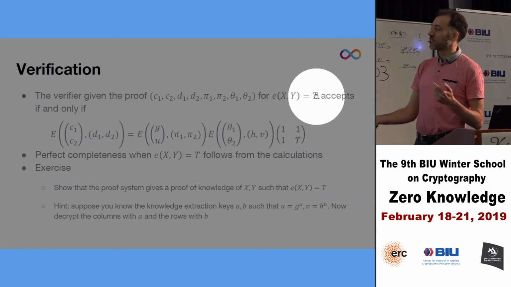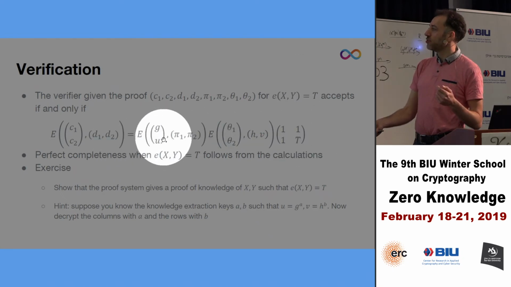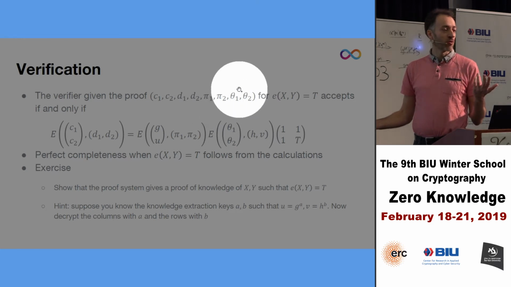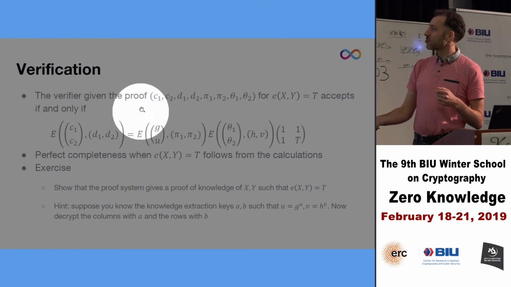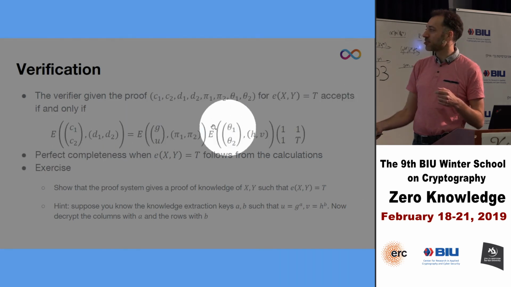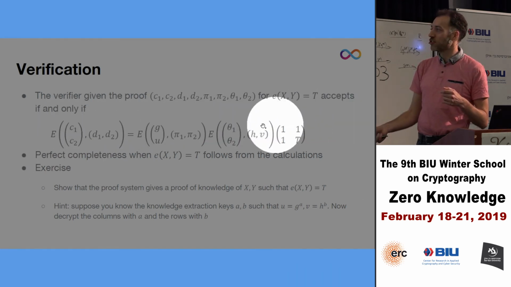It knows T because that's part of the instance. And it knows G and U, and H and V, because they are in the common reference string. And then it has seen the ciphertext and the proof elements. Okay? So that's all it plugs in, and it checks that this verification equation holds.